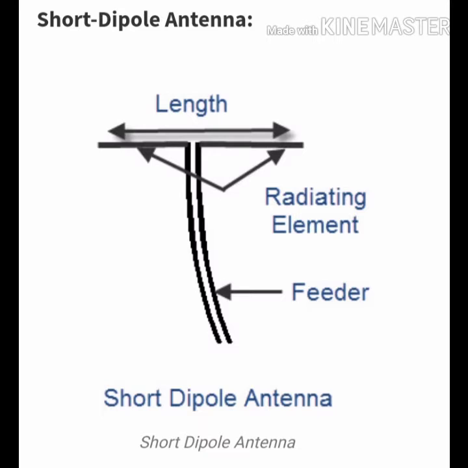Short dipole antenna. It is the simplest of all types of antennas. This antenna is open circuited, in which short denotes relative to a wavelength. So this antenna gives priority to the size of the wire relative to the wavelength of the frequency of operation.